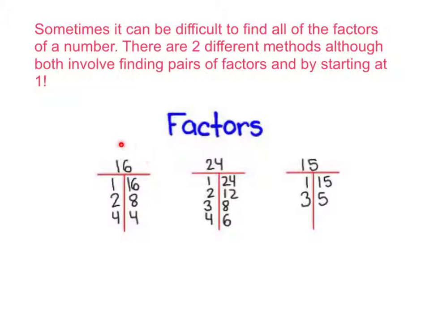If my number is even, like 16 and 24, I know one of my factors is 2. 2 times something. Okay, so for 16, how many 2's go into 16? 8. 2 times 8 gives me 16. 2 times 12 gives me 24. And because 15 is odd, I have to skip the number 2.